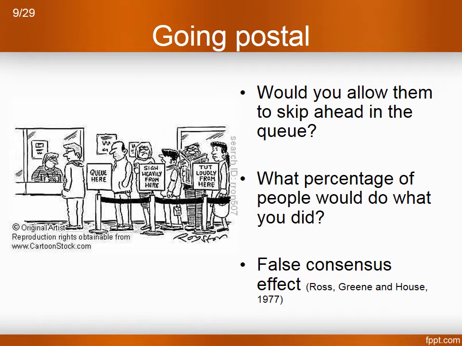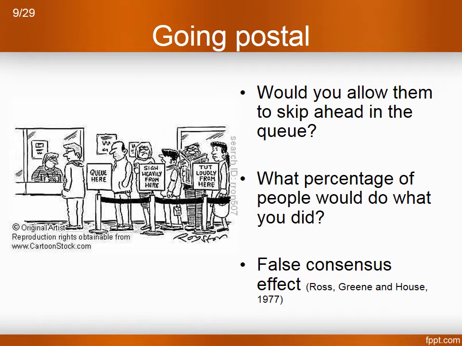Ross, Green and House did the same kind of study, but asking people if they would walk around their university campus wearing a sandwich board advertising some product. And based on whether they said yes or no, they then asked them what they thought most other people would do, and they found that again, the students believed that most people would do whatever they chose to do. So if they said no, I don't want to do it, they believed most people would also say no. If they said yes, they would do it, they believed most people would also say yes. And this is known as the false consensus effect.